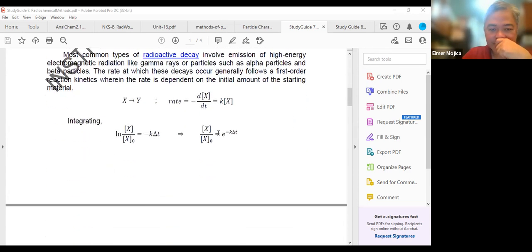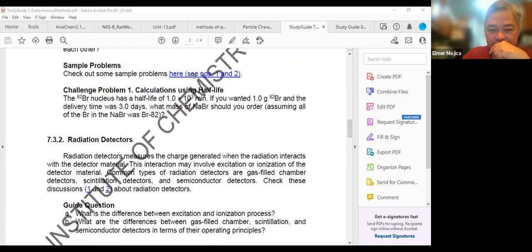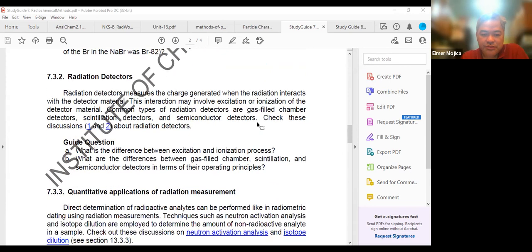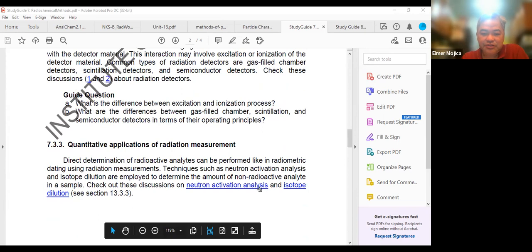So I have a short discussion on that. And then I think there are some problems here. If you look at the links, there are some sample problems with solutions, although I'm also going to discuss some of this. And then here, they have some discussion on the methods that we have. So I'm just going to give you a very brief one.